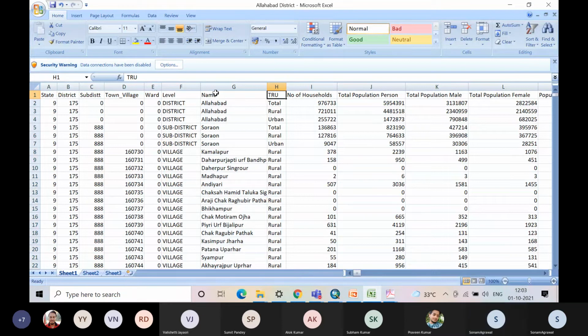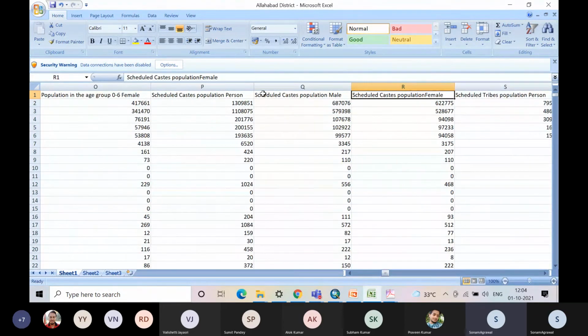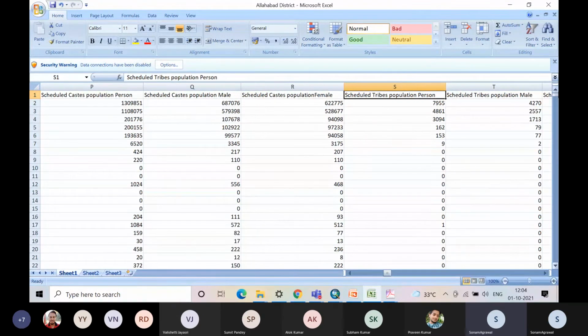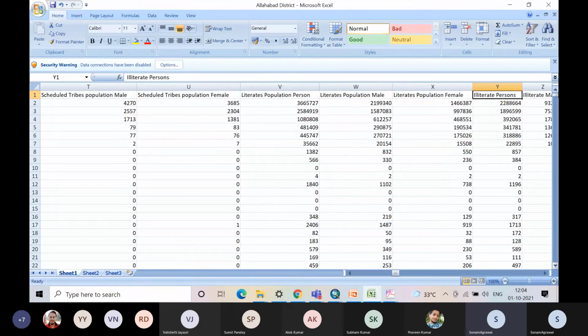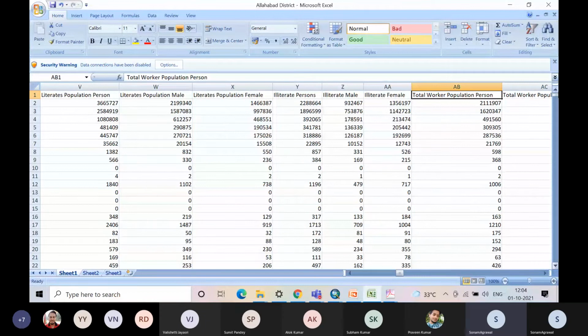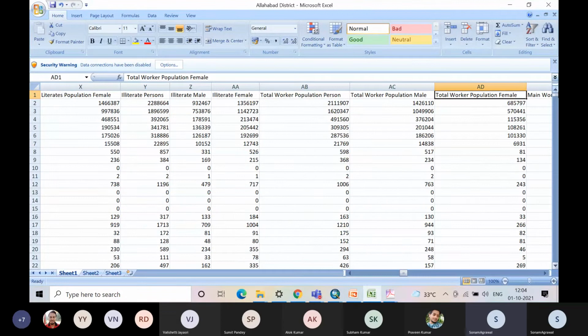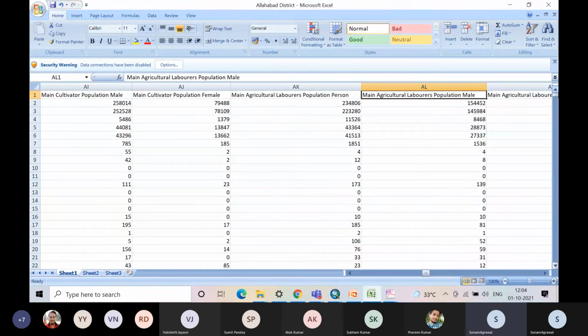But further, if I see, it will give you the number of households, total population male, total population female, population in the age group of 0 to 6, scheduled caste population person, scheduled caste population male, scheduled caste population female, scheduled tribe population in person, then male, female, then literate population, then male, female, illiterate population, male, female, total worker population. Just try to get how many things are collected during the census. Total worker male, female, main working population male, female, main cultivator, then main agricultural laborers, then main household industry population.